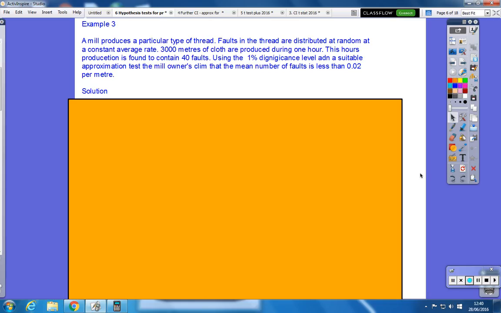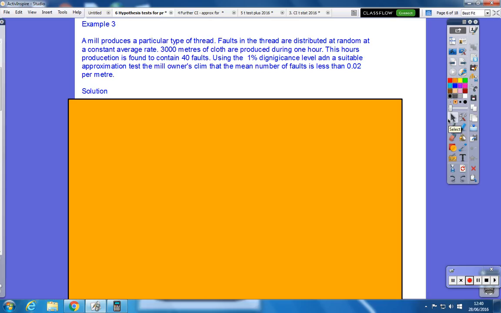If you can get past my bad typing that I will have to change at some point, at least it gives you some amusement. With a 1% significance level, production and claim, you should be able to read this question. First thing you need to do is work out what type of distribution this is. There's a constant average rate, which tells you it should be lambda, it should be a Poisson distribution.